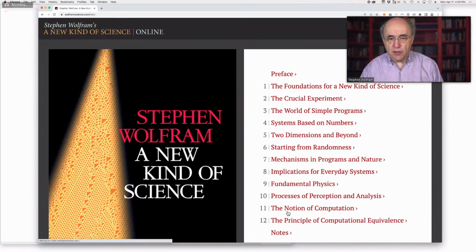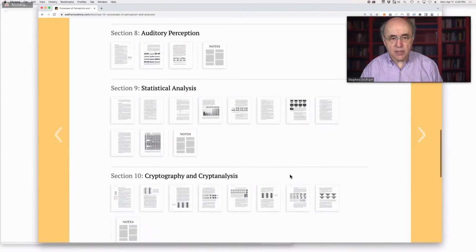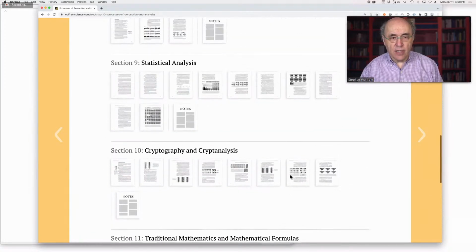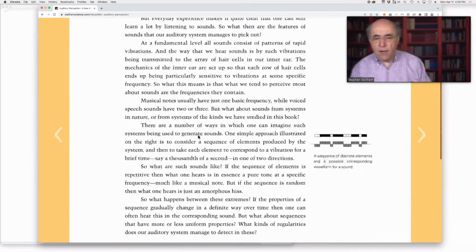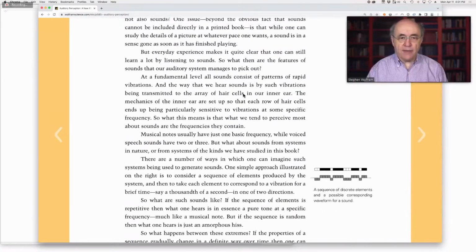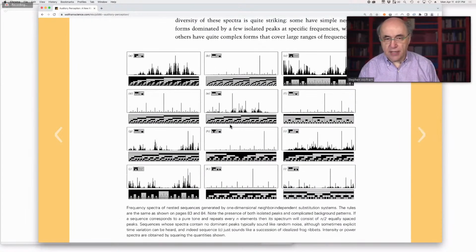Okay, let's go back to chapter 10. And our next section here is, let's just take a look at what we've got here. Oh, okay, our next section is about auditory perception. And I talk about the way we hear sounds by vibrations of the hair cells in our inner ears, and the fact that what we're really hearing is the frequency spectra of things. And so the question is, for these systems produced by simple rules, what are their frequency spectra?